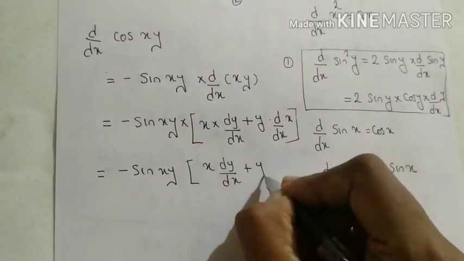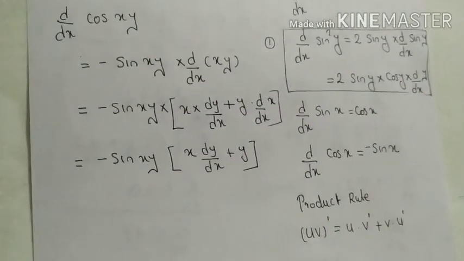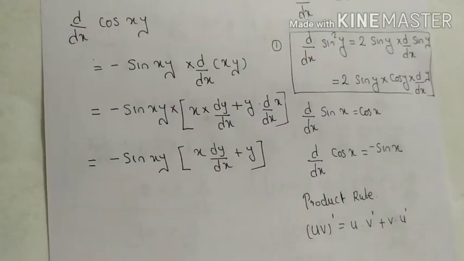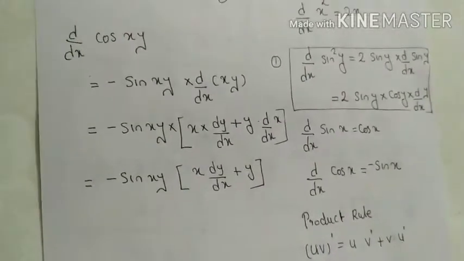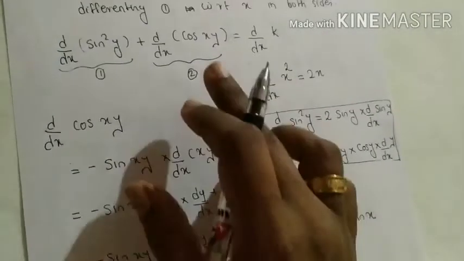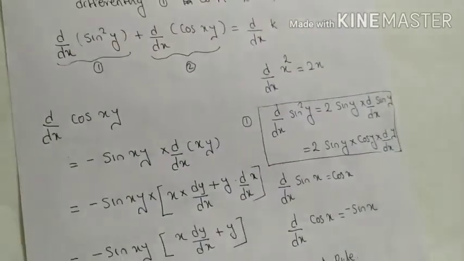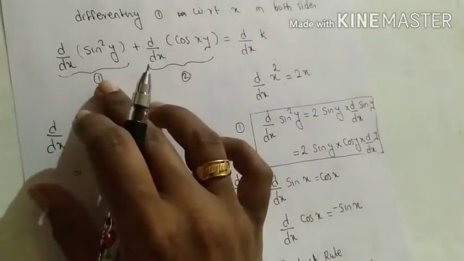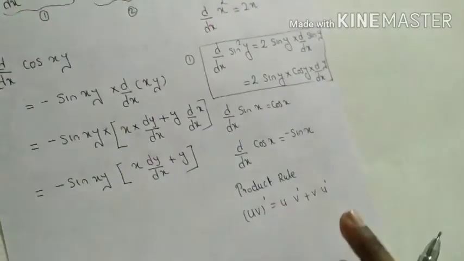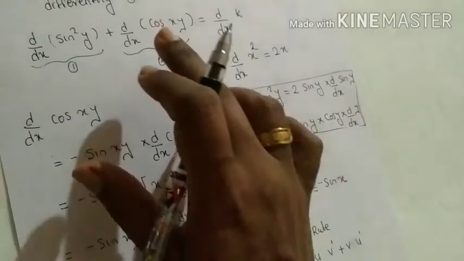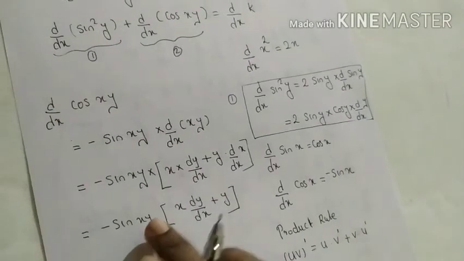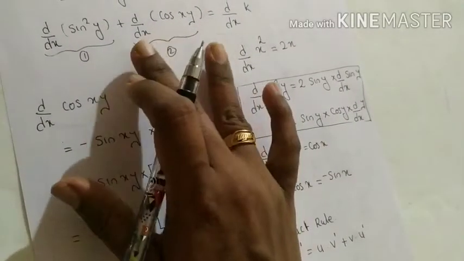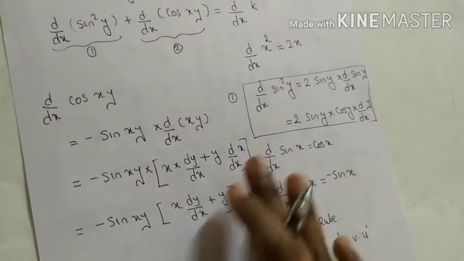So y into 1 is y. So, write y here. This is the answer of the derivative of the second term. So, we get the first derivative of the first term here and we get the derivative of the second term. The answer of this second term is here.